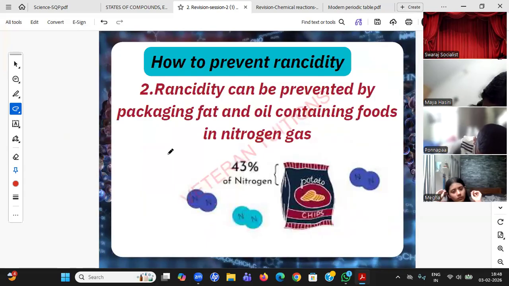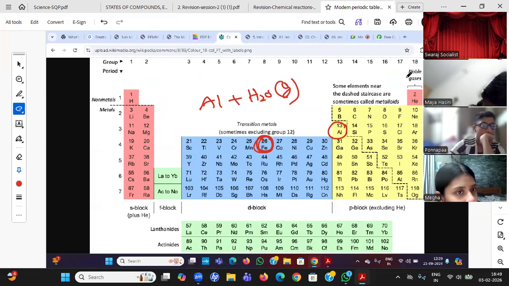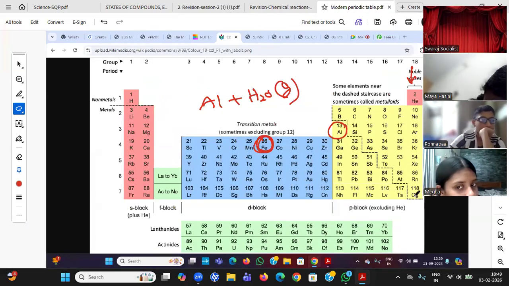Another trick is that rancidity can be prevented by packing fat and oil containing food with nitrogen gas. You see this Lay's chips packet? They all use nitrogen gas, student. Why, Ponappa, why only nitrogen gas? In the modern periodic table, from the very first day, we learned about the noble gases, which are least reactive. Why not those? Why are we choosing nitrogen gas?